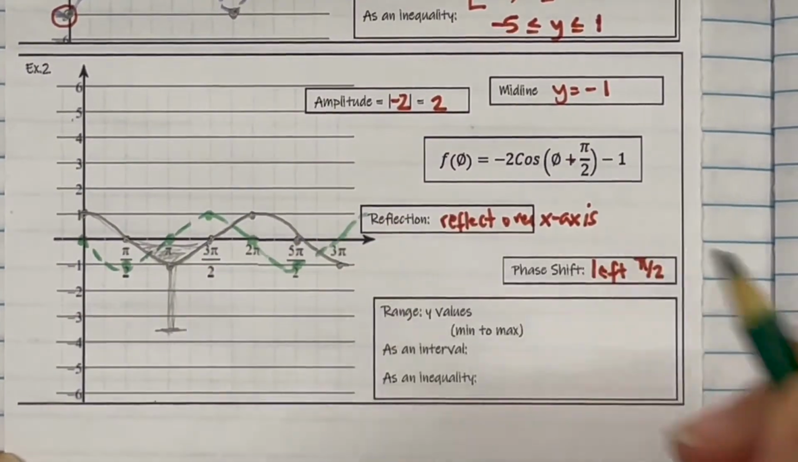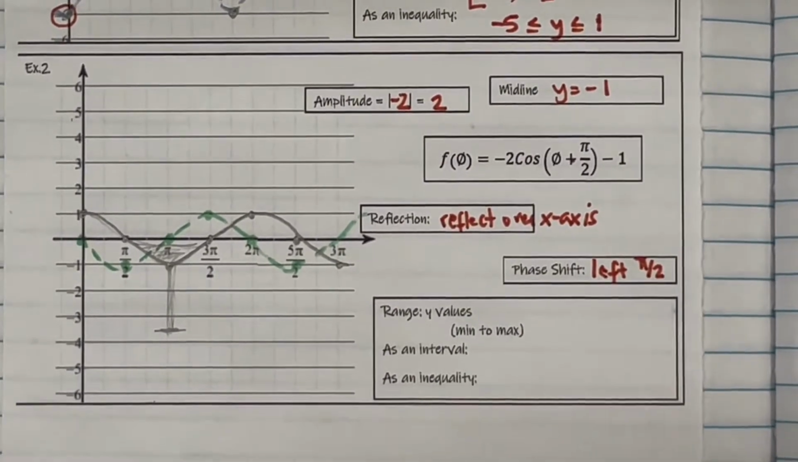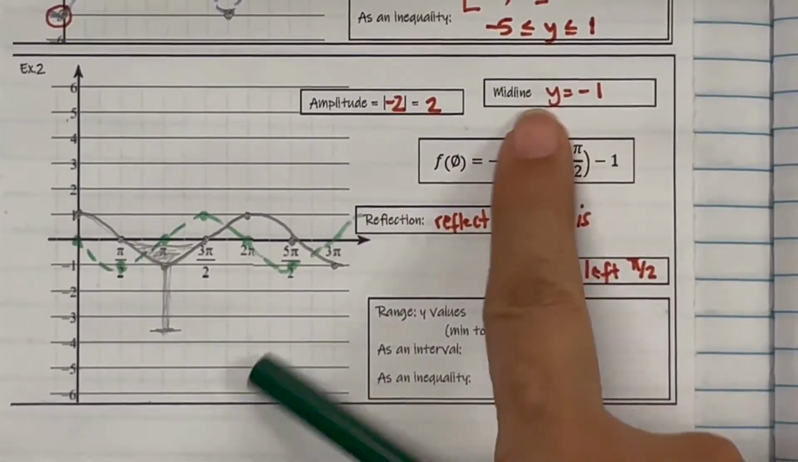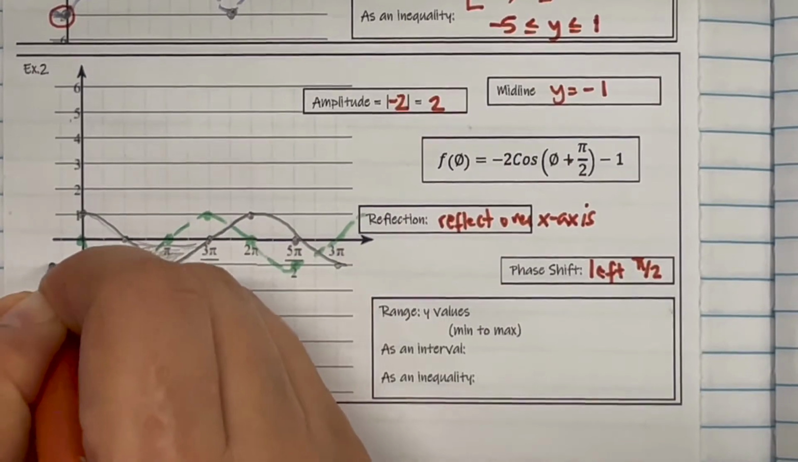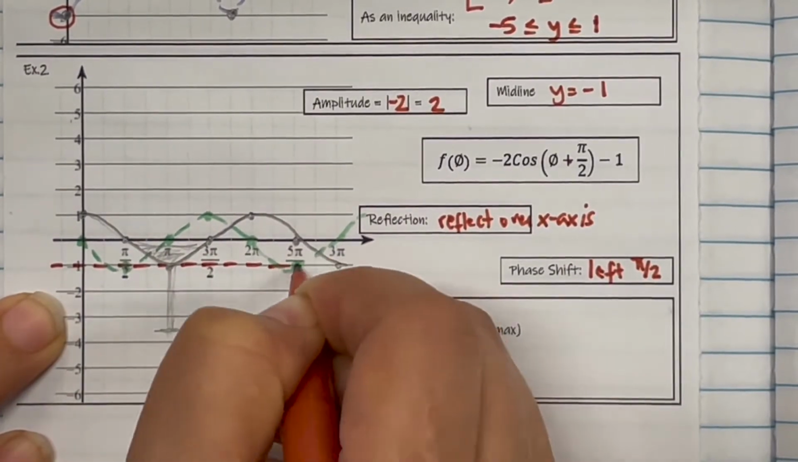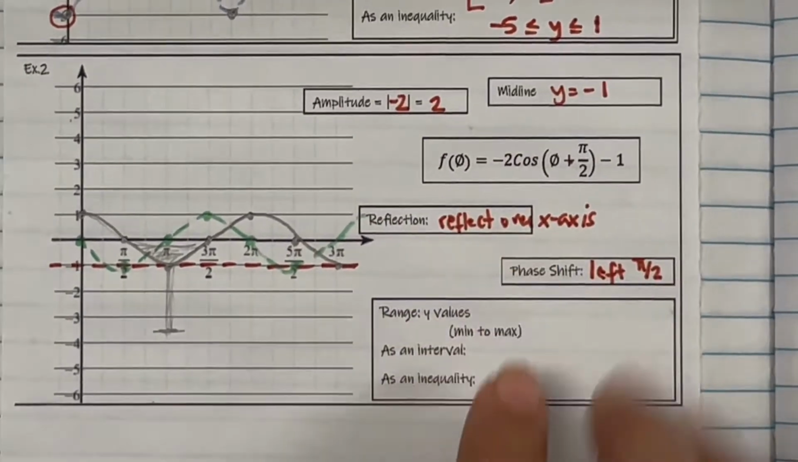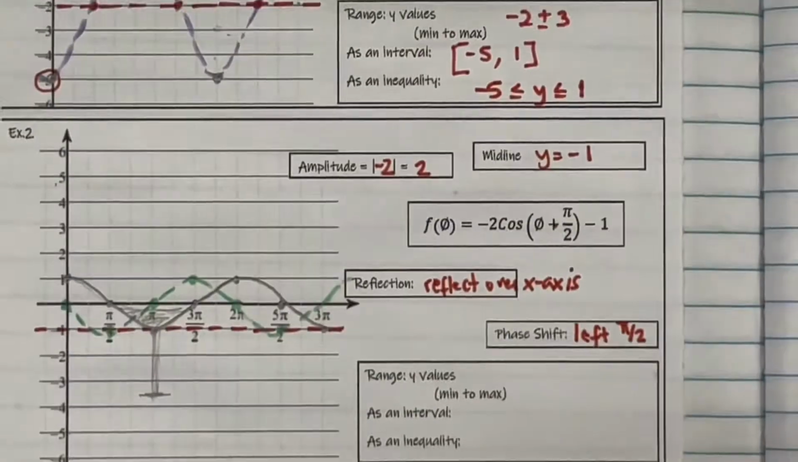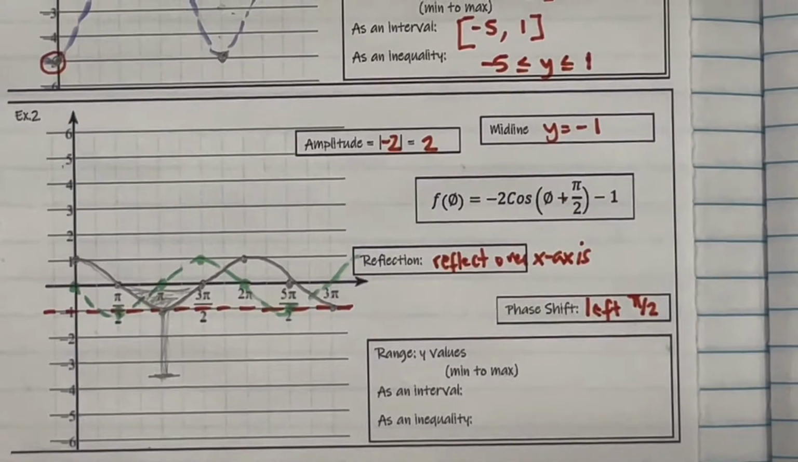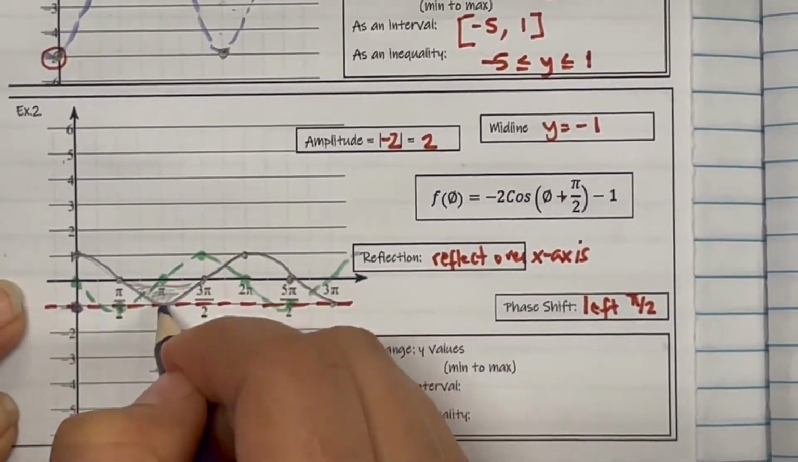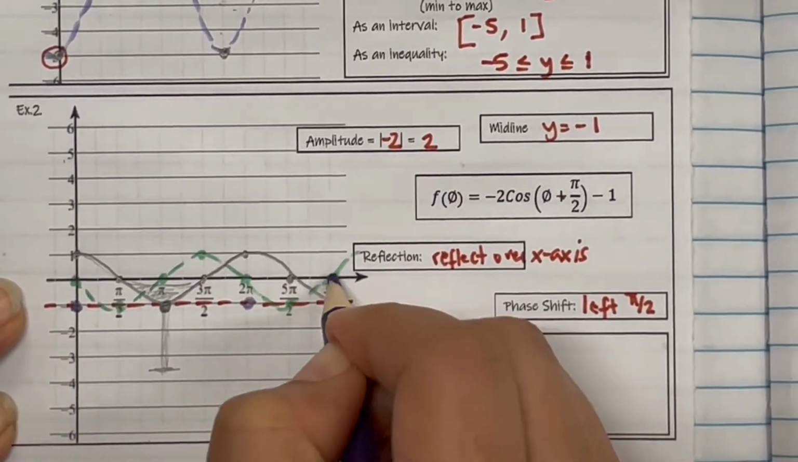All right, then what we're going to do next is we're going to do the new midline. All right, so I'm going to bring it down to -1. So this is my new midline. And again, have some different colors. All right, my amplitude is 2, and I need to reflect it. So I'm going to do both at the same time. But first, I'm going to plot my zeros because my zeros are not going to change. So I'm just plotting my zeros from the green graph.